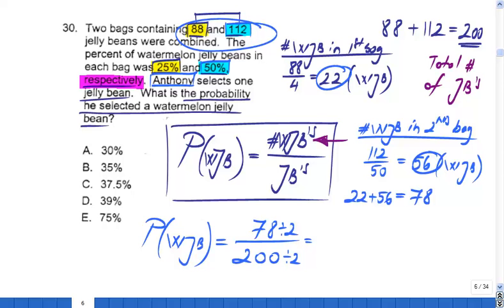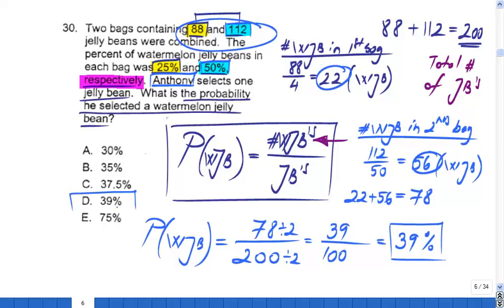Even if the two numbers may be divisible by whatever other number you guys can find, right? 78 divided by 2 is going to be 39. 200 divided by 2 is going to be 100. Well, 39 over 100 is nothing else but 39%. And this is Tony's chance to get a watermelon jelly bean out of that bag.